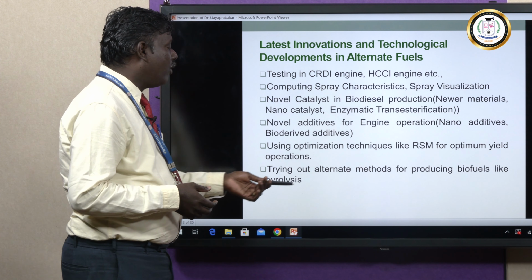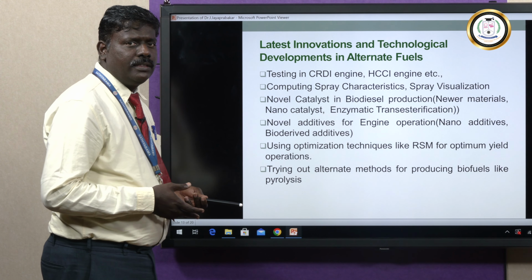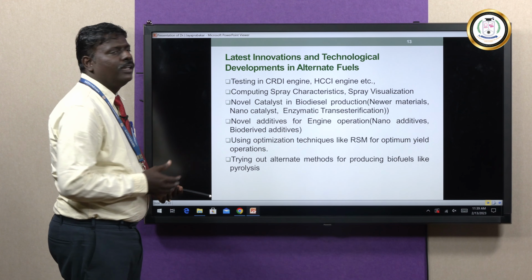We can try out alternate methods for producing biofuels like pyrolysis, hydrothermal liquefaction, or any kind of alternate methods other than transesterification, so that other kinds of biofuels may also be tested in engines.